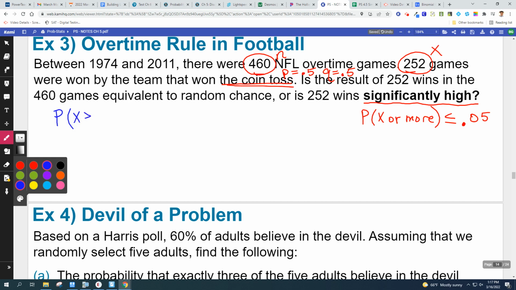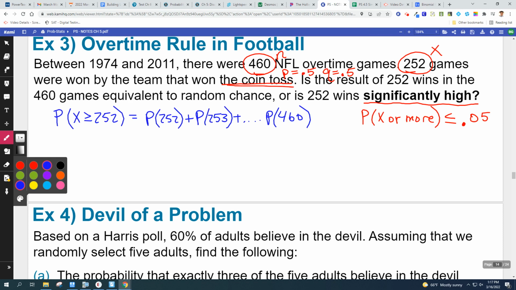So what I'm going to say is I want to look at where X is greater than or equal to 252. Now that's very, very tedious to do by hand. If we were going to calculate that with the formula, we'd have to find 252 and 253 and so on, all the way up to 460. That's a lot of formulas to calculate and add together. There's got to be an easier way, and there is with technology.